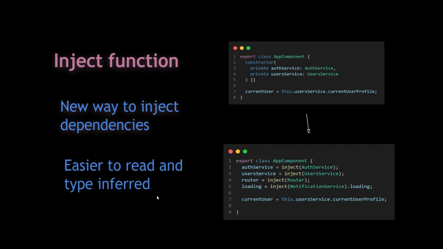So why do we use the inject function? Because it is easier to read and it gives built-in type inference. I'll be using the same throughout the course. And with that, that is enough theory. Now let's get started in the next lecture by setting up our Angular 16 project, and I'll see you there.